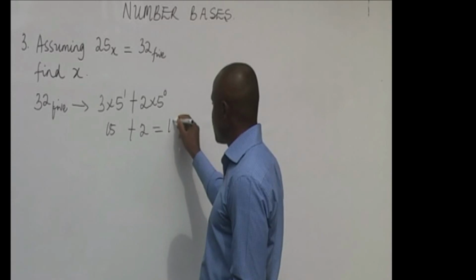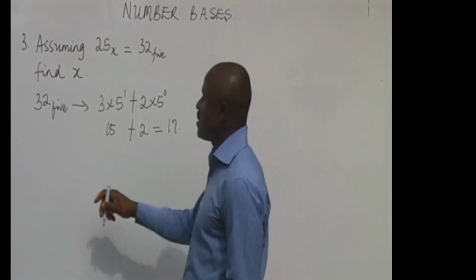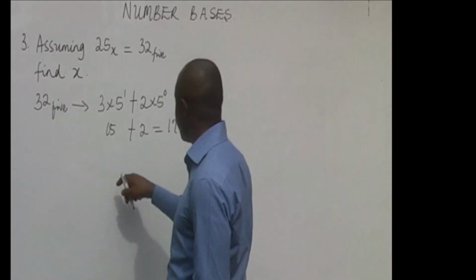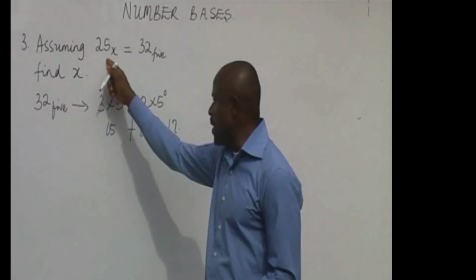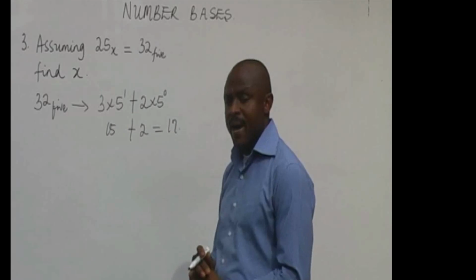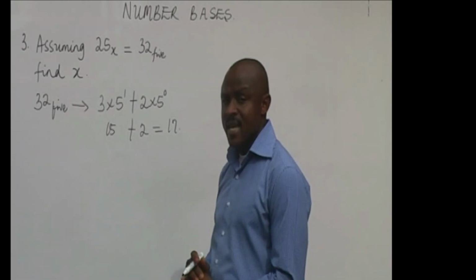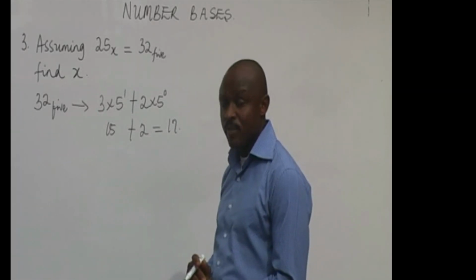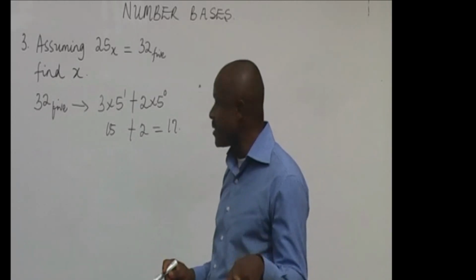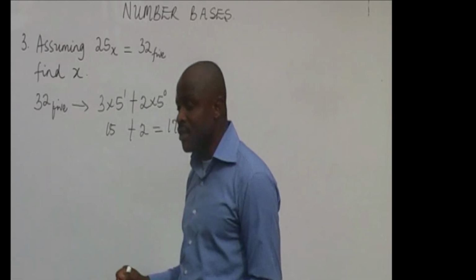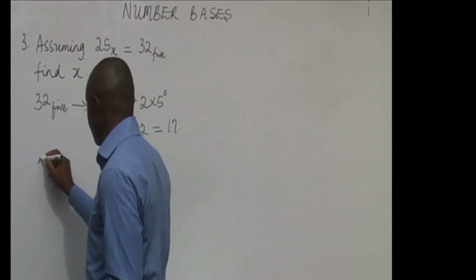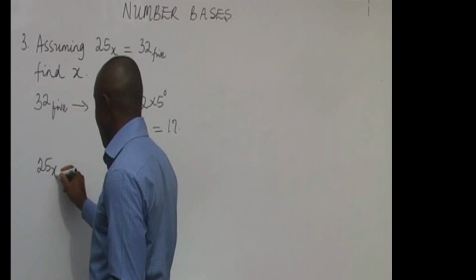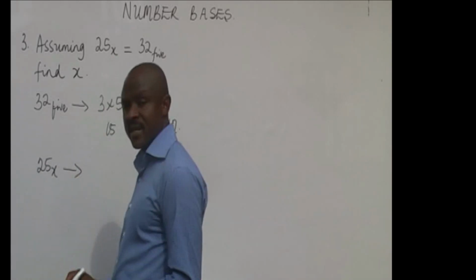15 plus 2 will give you 17. That means 32 base 5 is 17 base 10. Now pick the other number whose base is not given. Expand it with the unknown base and equate it to 17. What I mean is, bring 25 base x and expand it.